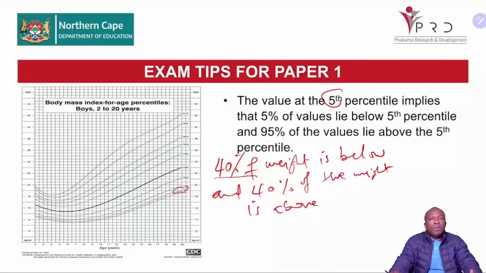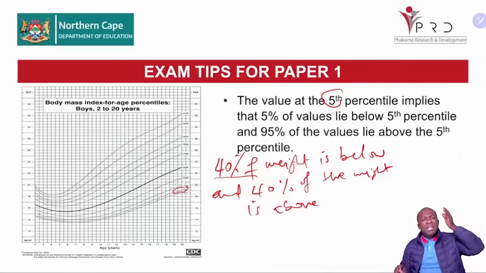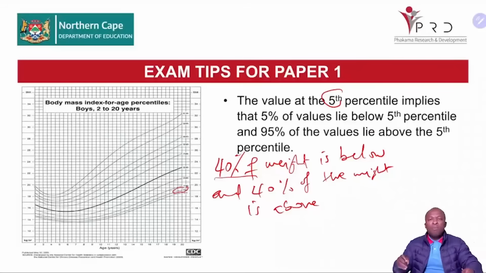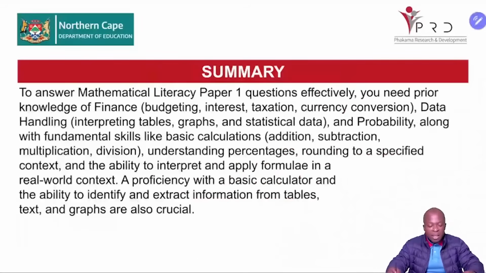If their weight is on 90, it means what? If you put 100 people there, your weight has passed 90 learners already. Only 10 people have more weight than you. So it means that you are probably at risk of overweight. That is how you do the interpretation.